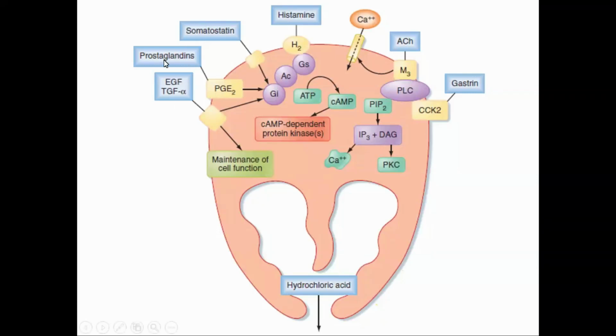And somatostatin and prostaglandin will cause the activation of GI, the inhibitory G protein. When this is activated, it will inhibit the adenylyl cyclase, right? When it becomes inhibited, there is no formation of cyclic AMP, there is no formation of protein kinase A, and there is no fusion of the vesicles into the lumen, right?